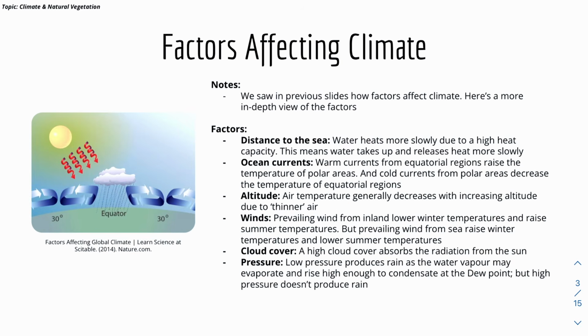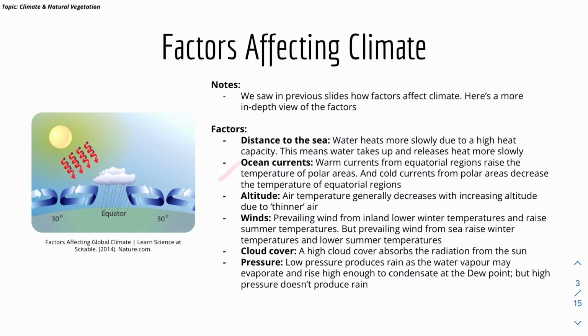Then we have factors affecting climate. As you saw in the previous slide how factors affect the climate, here's a more detailed view of the factors. Here we have 7 different factors. Number 1, we have the distance to the sea. Because water heats up more slowly due to the high heat capacity of water, this means that water takes up and releases heat more slowly. And this contributes to warmer winters and cooler summers.